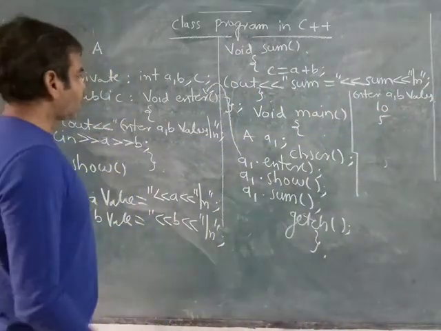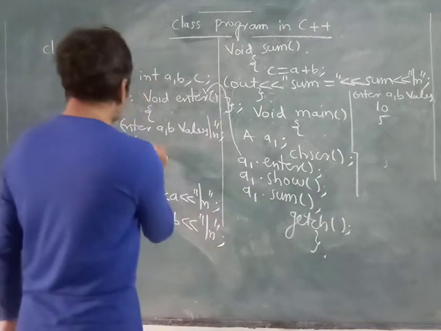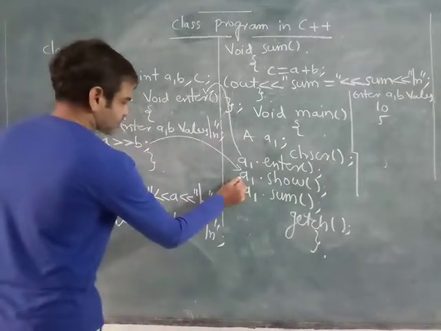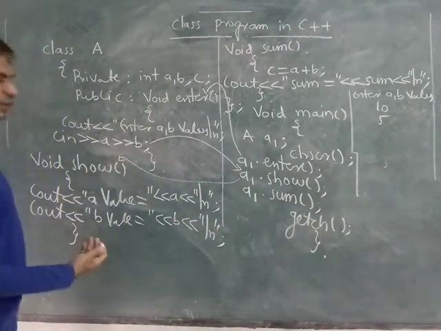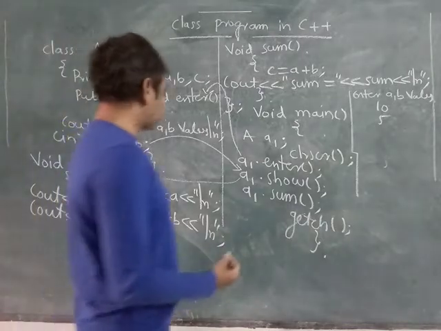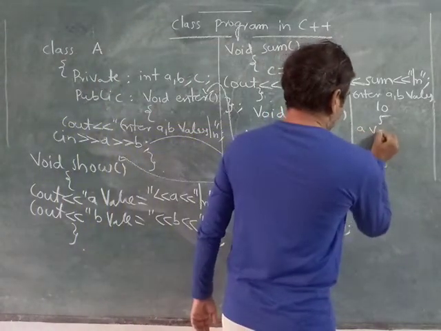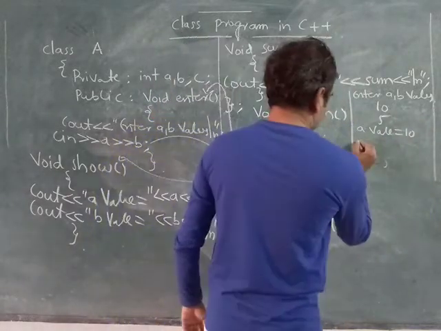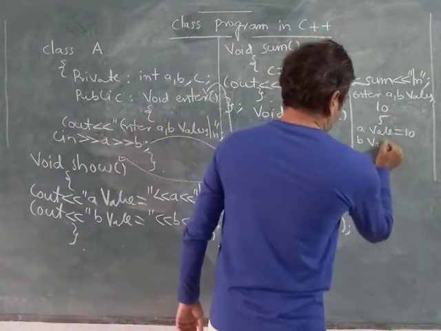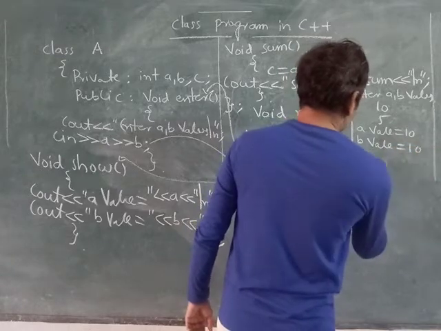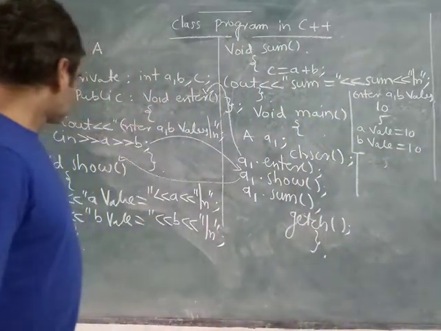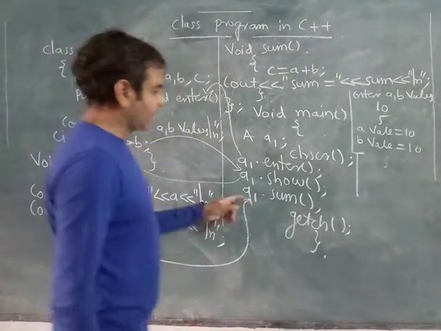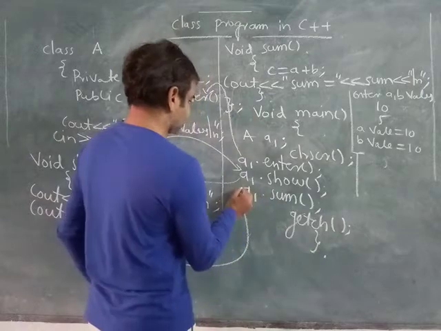Then void show. Show means after completion of accepting, again the cursor comes here. Then void show, the cursor comes to show. So whatever we entered, the values will display. It will display a value equal to 10. Here slash n is there, the cursor comes here. Then b value equal to 5. After completion of this one, it again goes to sum. So then a1 dot sum means the cursor goes to sum.